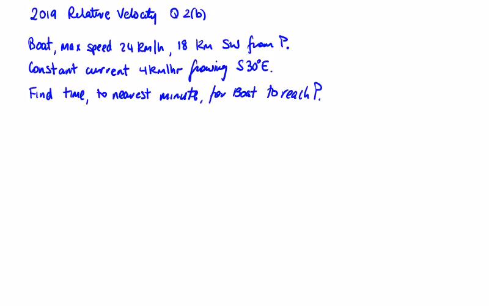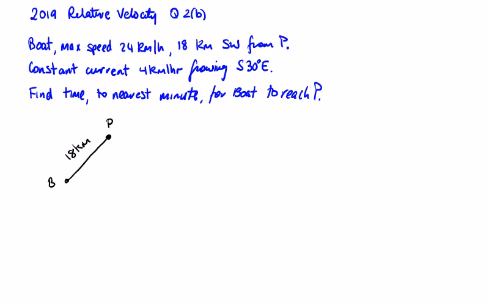Okay, 2019 relative velocity, question 2b. A rescue boat whose maximum speed is 24 kilometers an hour is 18 kilometers southwest of a fixed point. Let's just draw that real quick. 18 kilometers. We'll call this point B for the boat from a fixed point P.